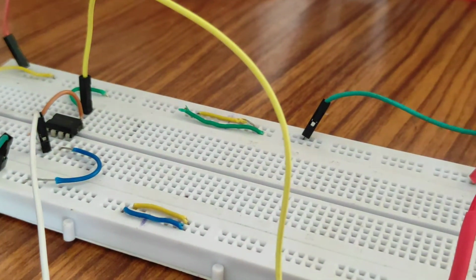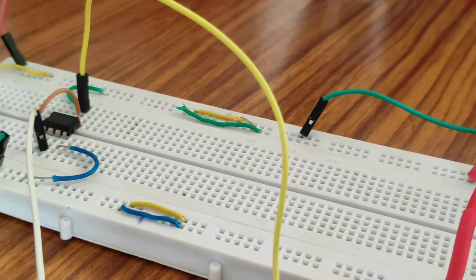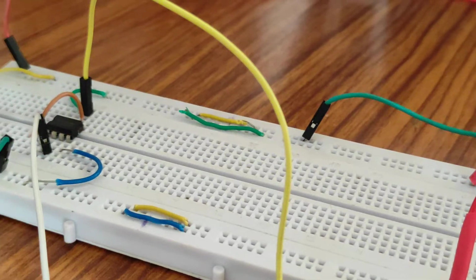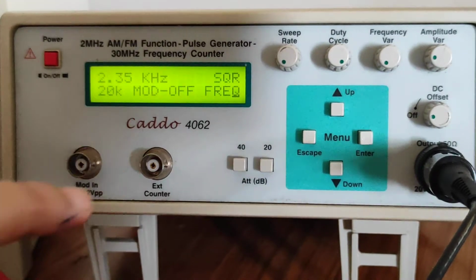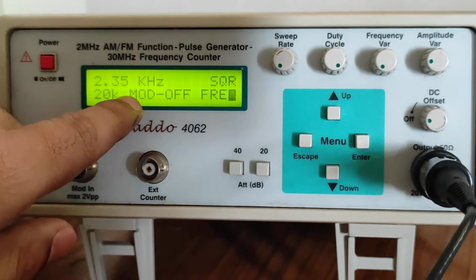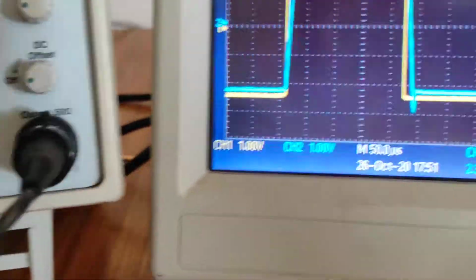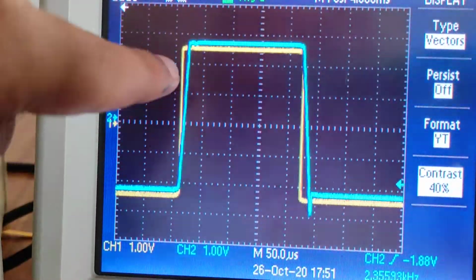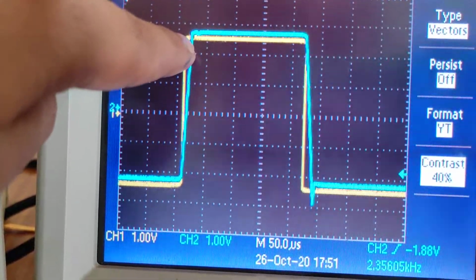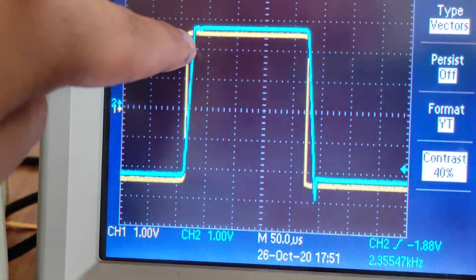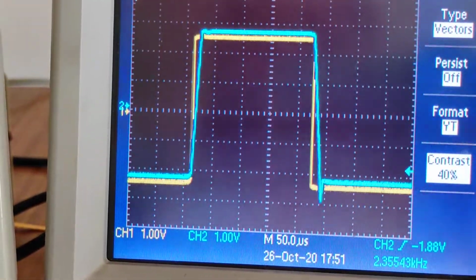Now for that, I am just going to check the output. If you look at the function generator, I am giving 2.5 kilohertz. Now if I give the input and check the output, there is not much change, only slightly it is changing, but we cannot calculate. We want to calculate what the slew rate is.